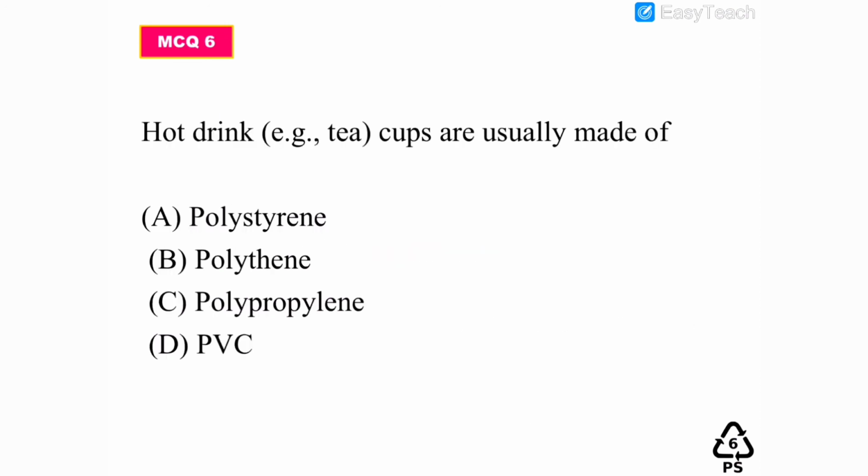The sixth question is, hot drinks, for example tea cups, are usually made up of: polystyrene, polyethylene, polypropylene, or PVC. The answer is A, that is polystyrene.